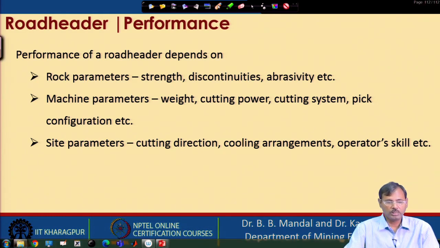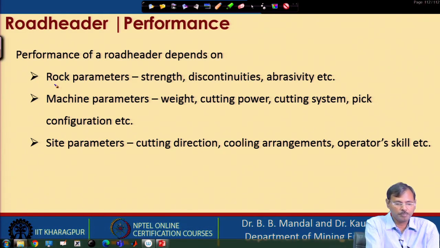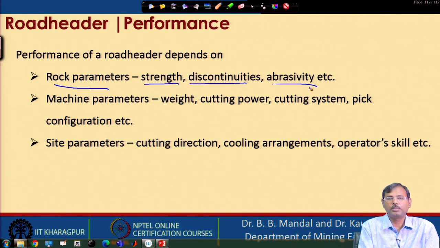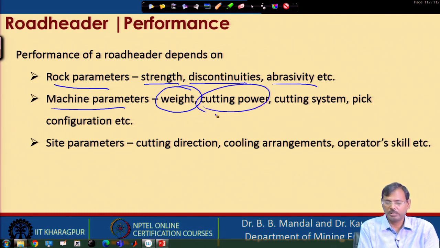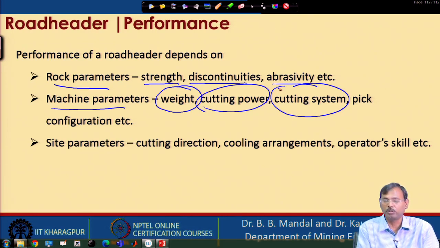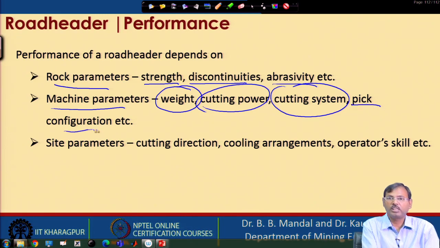Now, road header performance depends on the rock parameters. These are basically strength properties, discontinuity properties, abrasivity, etc. Machine parameters are also governing. Machine weight is a very important parameter. Cutting power, that means the rotary head rotation power. Cutting system, whether it is a milling type, ripping type, water assisted, not water assisted, that is considered in the pick cooling system. The pick configuration, the array in which the picks are placed, these are very important here.